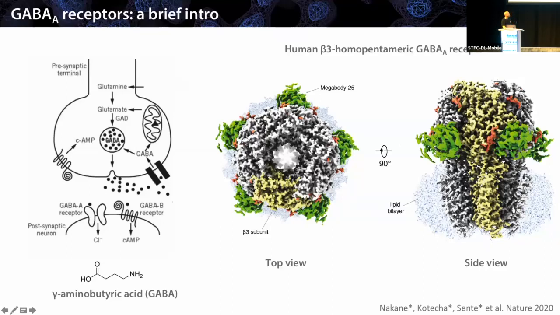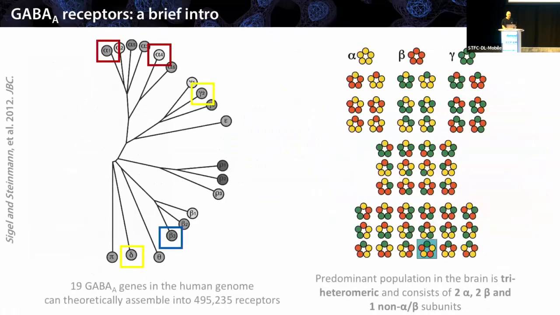The receptor has an extracellular part, which is here, and the transmembrane region. And the take-home message from this slide is that most ligands will bind at the interfaces between subunits, either here or here. So what I'm showing you here is a homomeric receptor, but actually in the human genome, there are 19 genes that encode subunits for the GABA-A receptor.